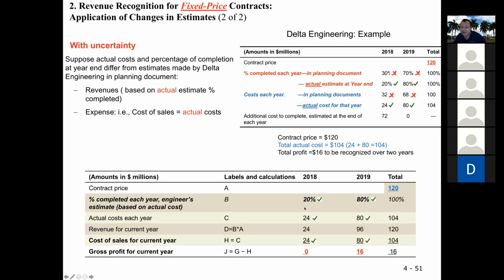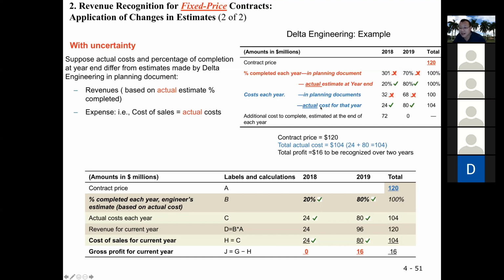So what happened is you're going to use the actual numbers. So that's the 20% and 80%. Again, applying the percentage against your contract price, the revenue for the year 2018 would be 24, right? So 20% times 120, that's 24. And 80% times 120, that's 96. That's how much revenue you're going to recognize for each year.